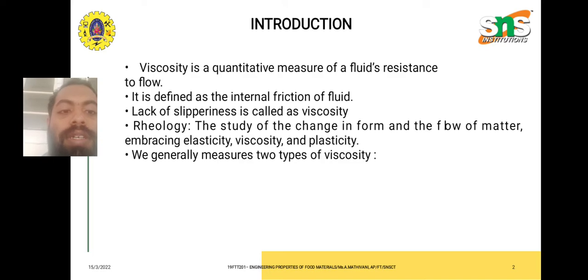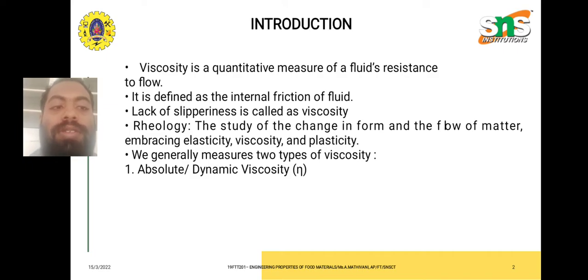We generally measure two types of viscosity. One is absolute or dynamic viscosity, which is given as tau, and the second is kinematic viscosity, which is given as mu.